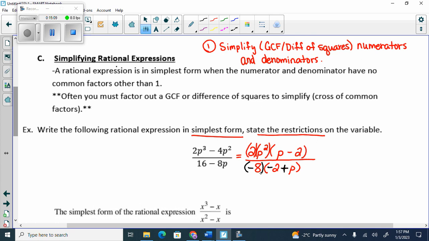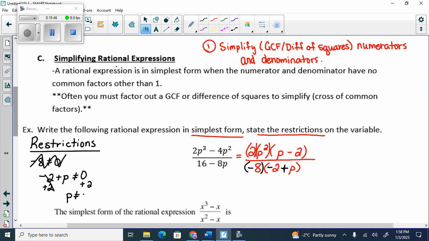Remember, slap your hand and be like, have I stated NPVs? If you have not stated NPVs, you need to. So over here, I'm going to say restrictions. So I have -8 can't equal 0. That's just a true statement. So that is not an NPV, so I can cross it off. And then I have -2 plus p can't equal 0. I just add my 2 over. And p can't equal 2.